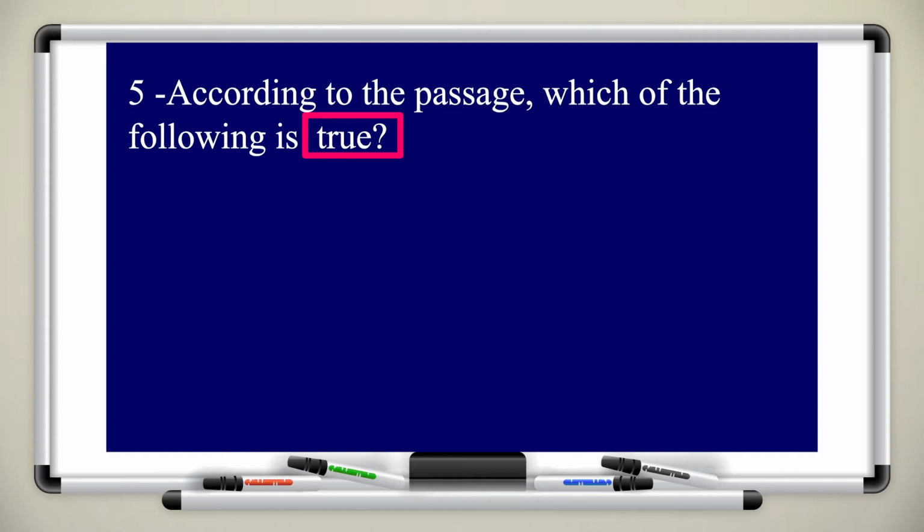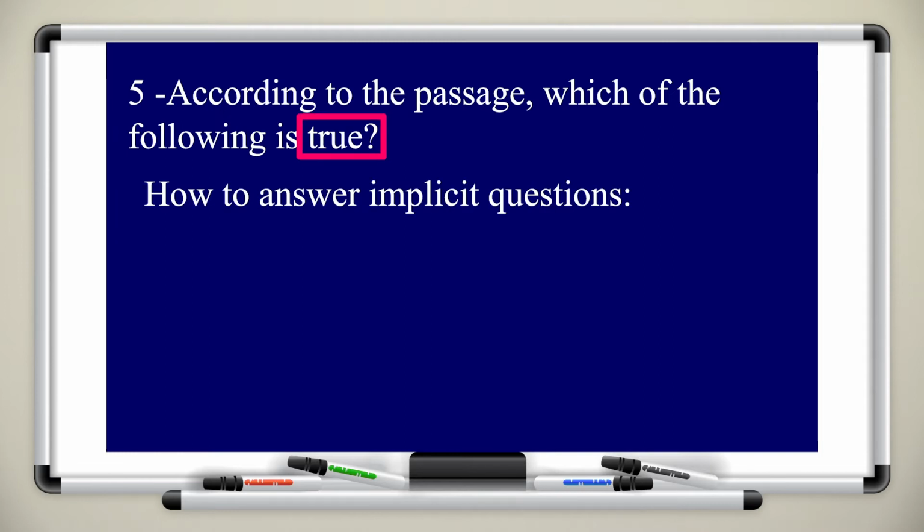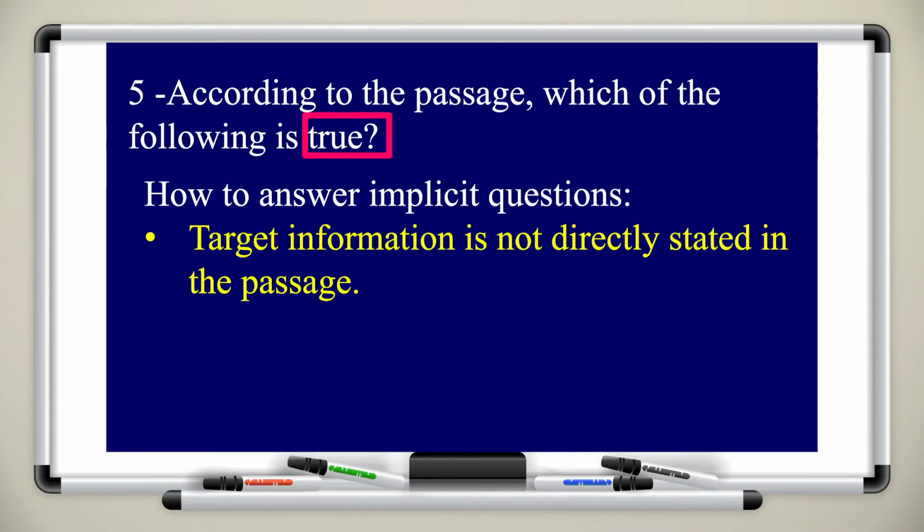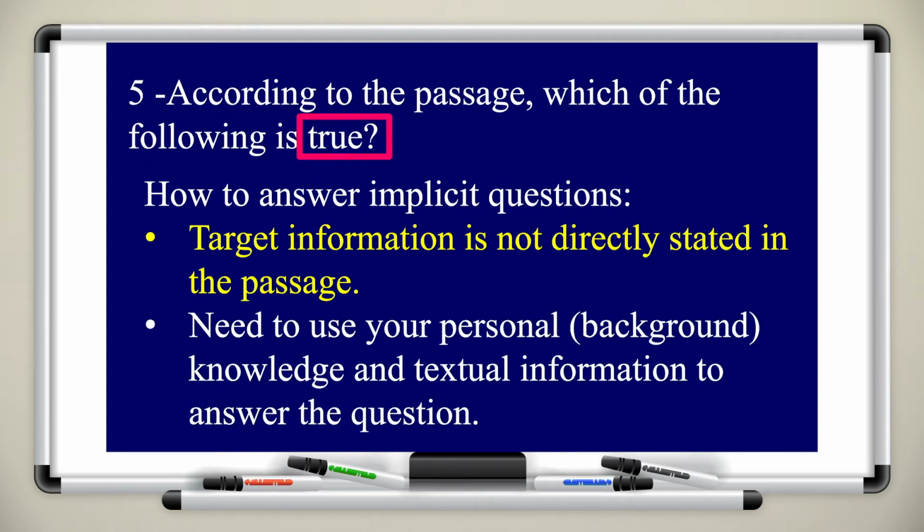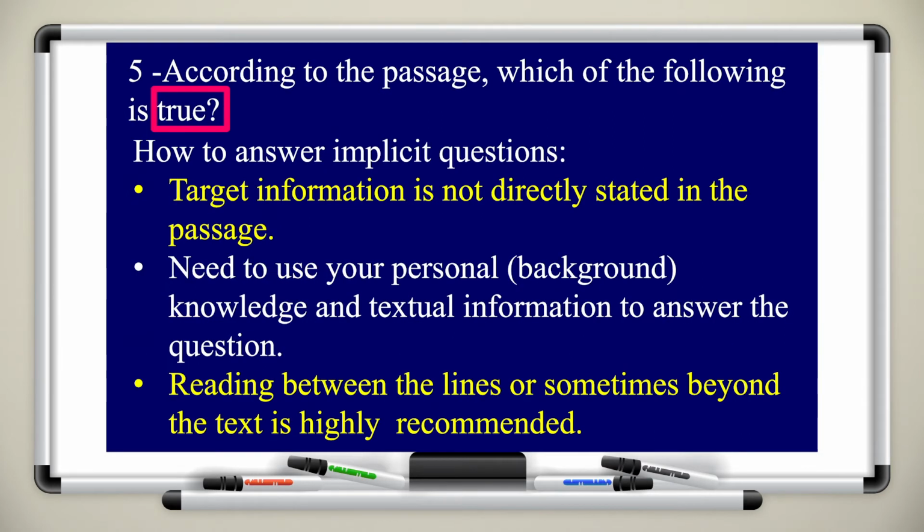Question 5. According to the passage, which of the following is true? How do we answer implicit questions? The target information is not directly stated in the passage. You need to use your personal background knowledge and the textual information to answer this question. Reading between the lines, meaning understand the passage you are reading.